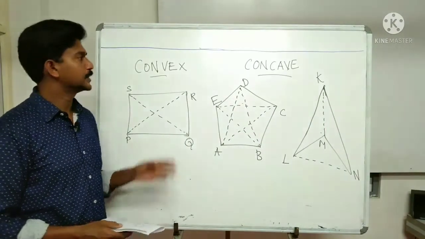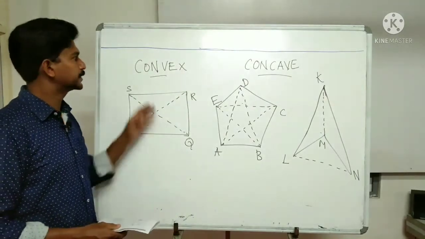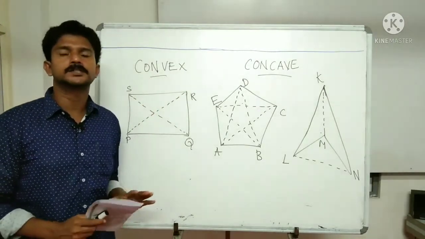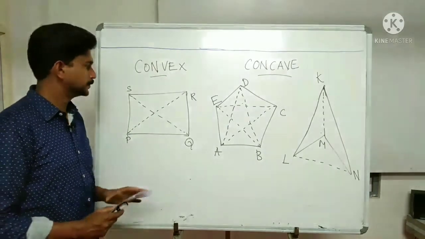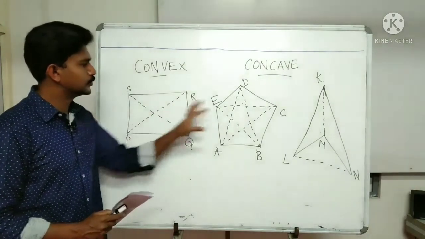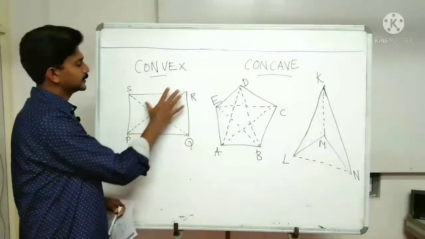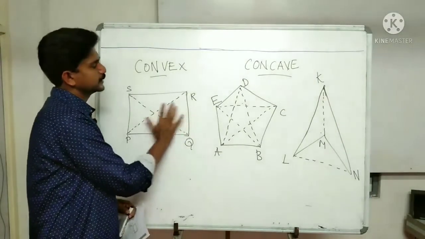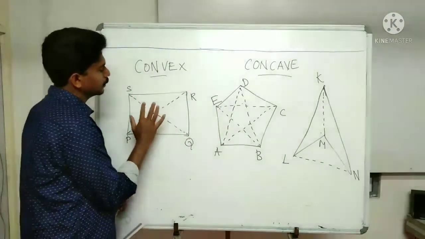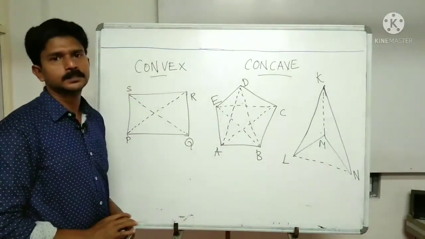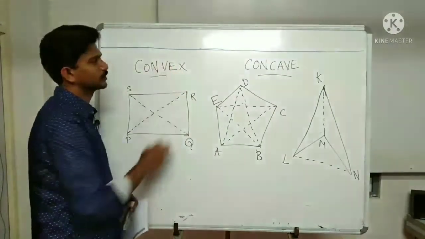Next, let us understand what is meant by convex and concave polygons. Convex means no part of its diagonal will come in its exterior. If you see that, these two are examples of convex, and its diagonals, you can see, are inside, in the interior. No diagonals of these two polygons are outside. So everything is inside, so we can say it is a convex polygon.